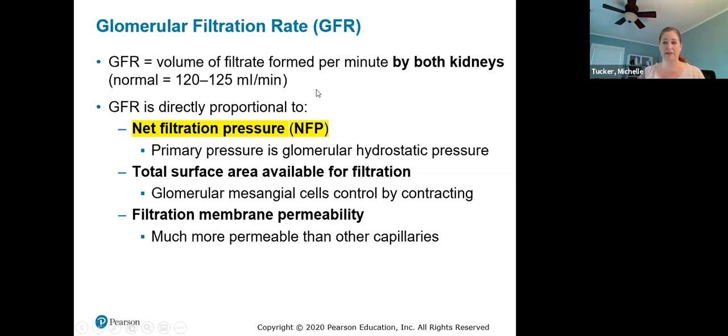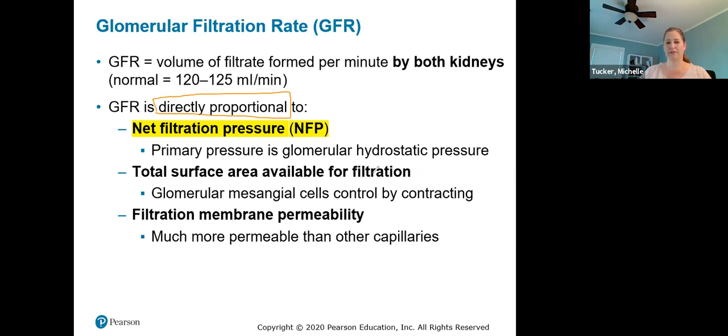So again, if you go back to my coffee example, I can put my coffee grinds in my filter, and if I just pour water over it, then it just barely drips through. But if I put the lid on and it then creates pressure to force the water through, I get coffee, a lot more coffee, and a lot faster. So glomerular filtration rate, how much coffee we're producing, is directly proportional to the net filtration pressure.